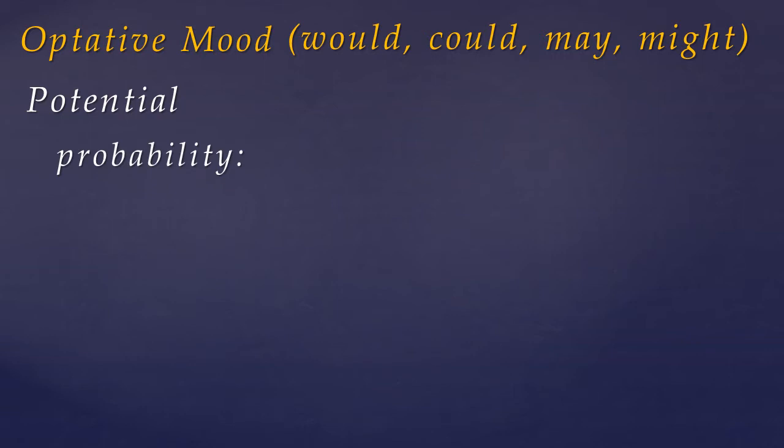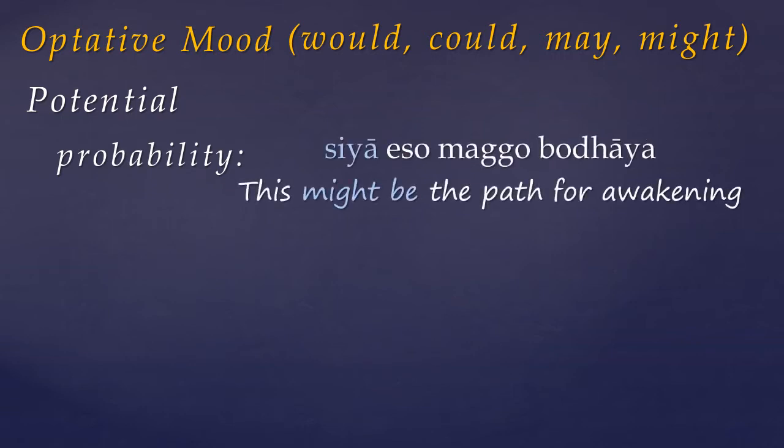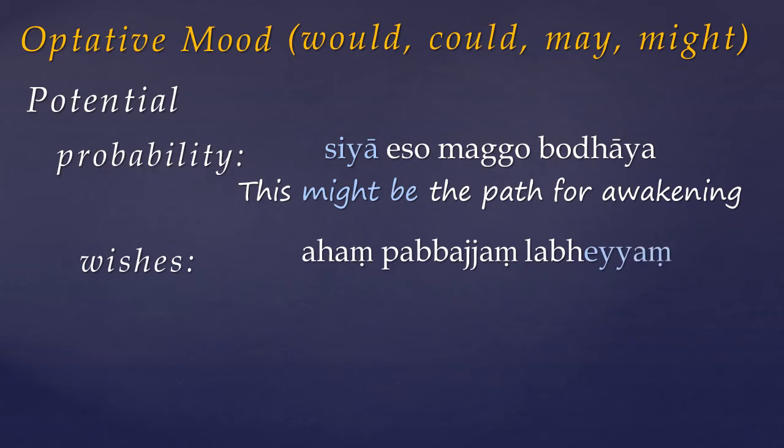Now we've had a look at how it's formed, let's move on and see how it's used. Its main use is to express potential, which covers probability or hypothesis. For instance, this might be the path to awakening. But it also covers wishes and desires, such as may I obtain going forth. And this is especially true of the first person.